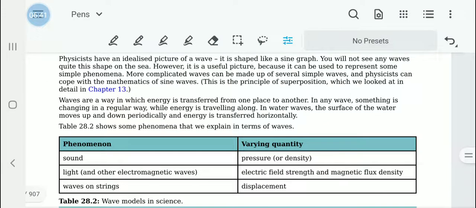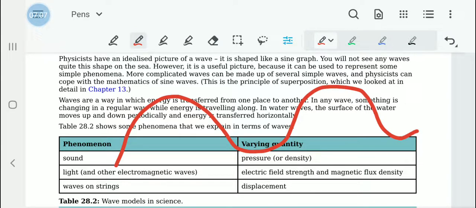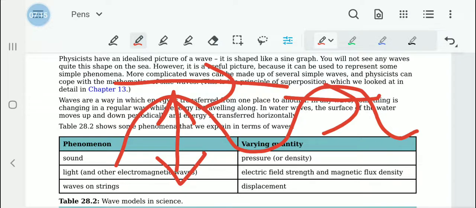So waves have a way of transferring energy from one place to another. So there has to be something that needs to change in a wave in a regular way. So the energy is traveling along. In water, the surface of the water will move up and down. It does not actually move along; this is how the water waves would be. The water actually moves up and down, not continuously like this. It moves up and down, and the energy is what transfers through. I hope that makes sense.